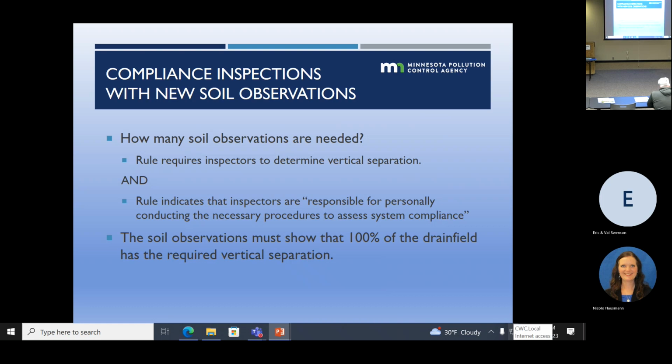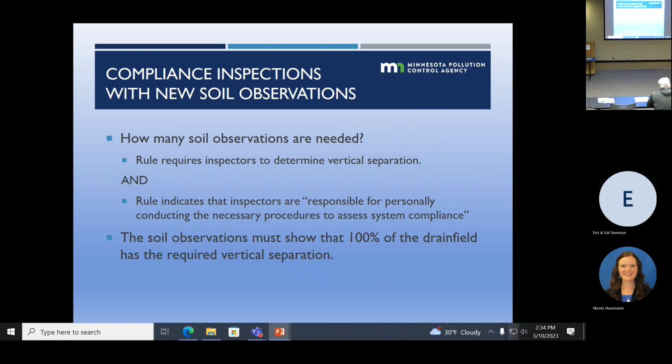So the rule doesn't say 1, 2, 3, 5, whatever. It says you have to determine compliance. A lot of times what we've heard over the years, when I was at the county, when I was at the state, is 1, that's all I need. Well, the rule says you have to observe the soil by default because you have to be able to determine separation. So yeah, you had to look at least once, assuming you weren't using prior verification. That's true, but is that enough?